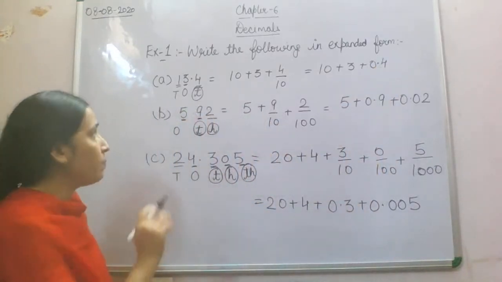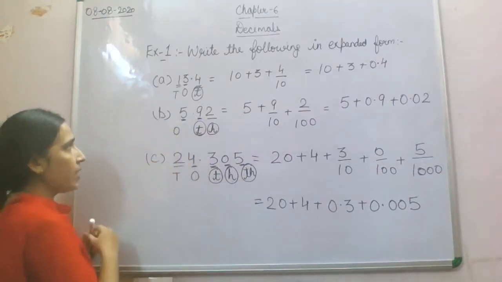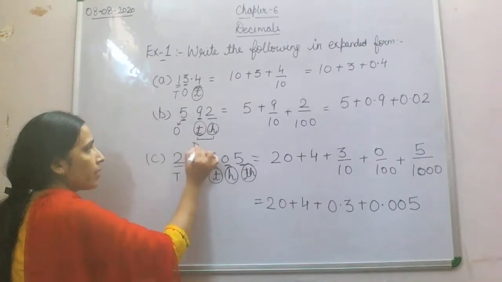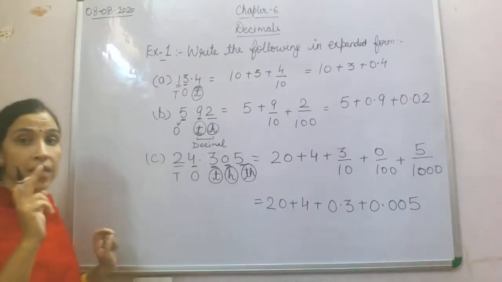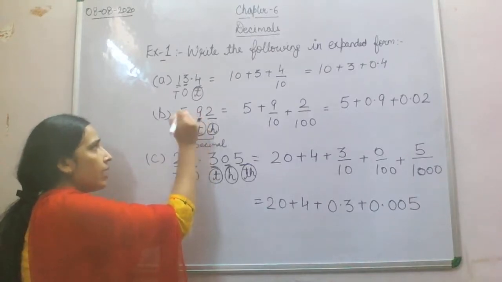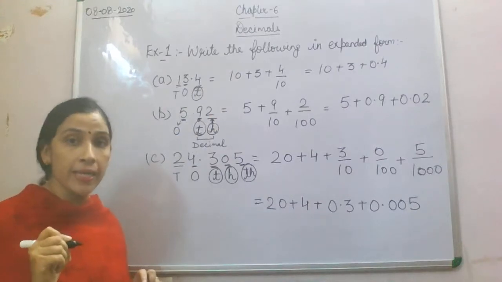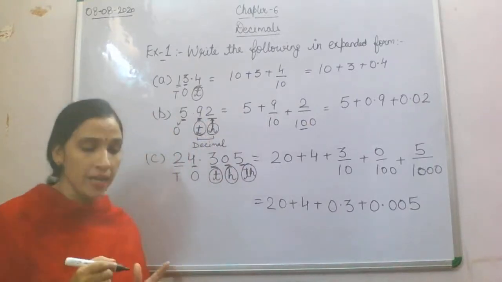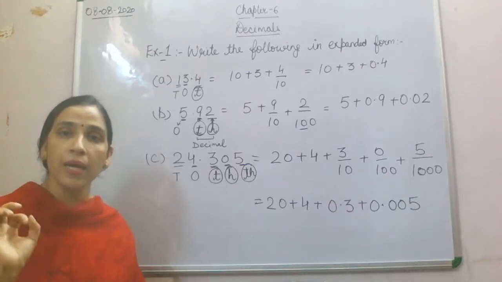Now let's see, children, B part, that is 5.92. Again you can see 5 is your ones place, that is your whole number part, and 92 is your decimal part, in which we have two places. Two place values are there, tenths and hundredths. So this is your tenths place, that is 9, and this is your hundredths place, that is 2. Now 9 is going to be divided by 10 and 2 is going to be divided by 100. The tenths place is divided by 10 and the hundredths place is divided by 100.